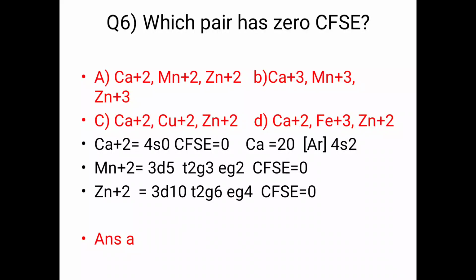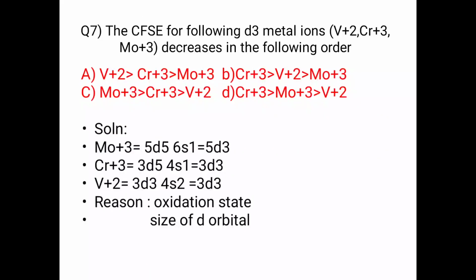So what do you observe? Zinc plus 2, Mn plus 2. If you do not want to remember it by heart, you can calculate on the spot, if you know how to calculate CFSE. So based on that, you come to know that your option A is the correct answer. Here I've calculated and shown also.